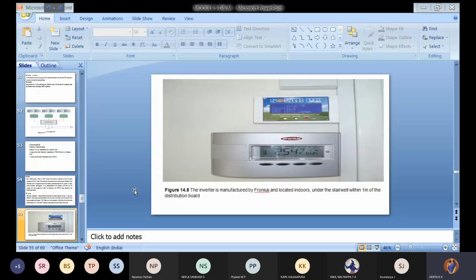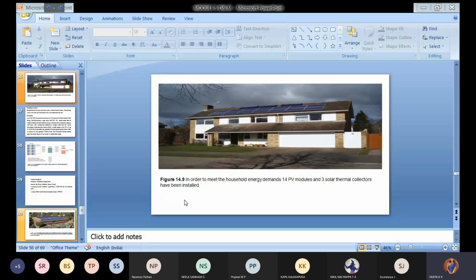Here you can see the inverter is manufactured by Fronius and located indoors under the stairwell, within 1 meter of the distribution board. Meaning, given the very little space, you can see the number is visible, 2,547 kilowatt hour. A good amount of power has been produced. And this is the house where they have installed it.